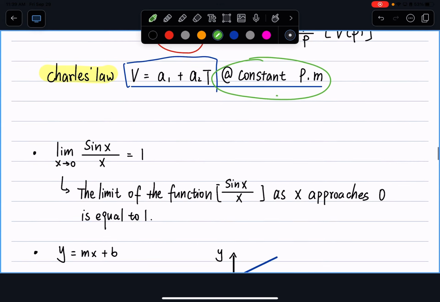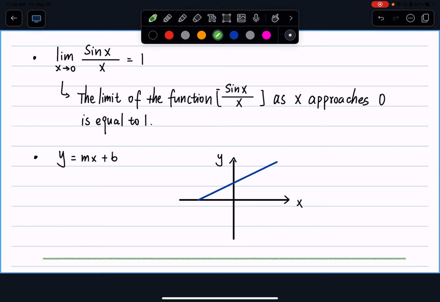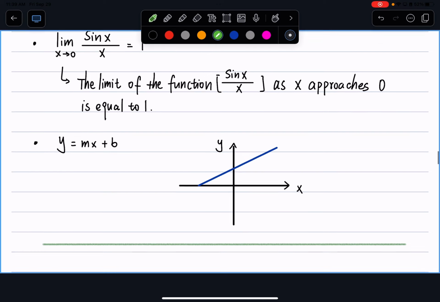Okay. Yeah, and a little bit more about calculus. If we're talking about the function sine x over x, you can imagine what that means. The limit of sine x over x equals 1 when x is approaching 0. So it's just some review of calculus.